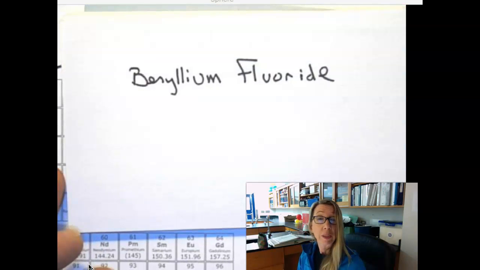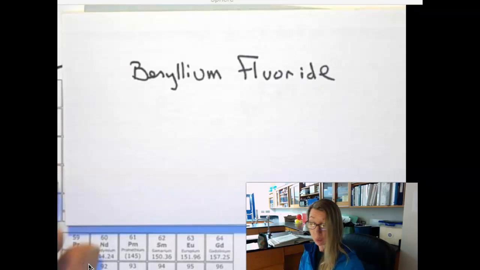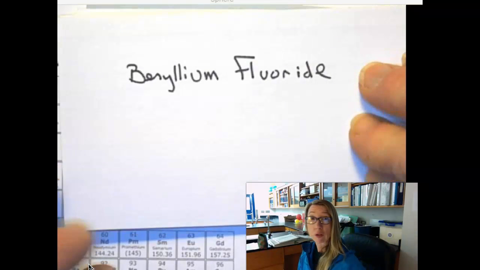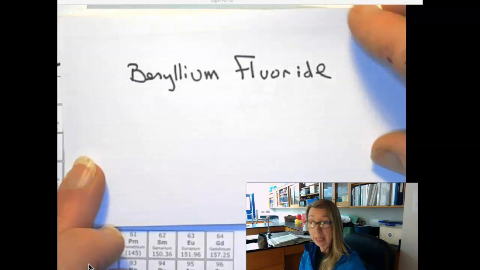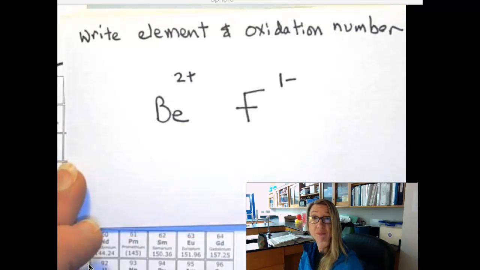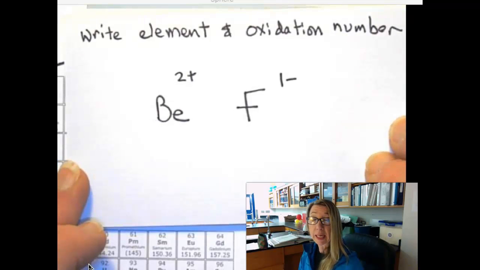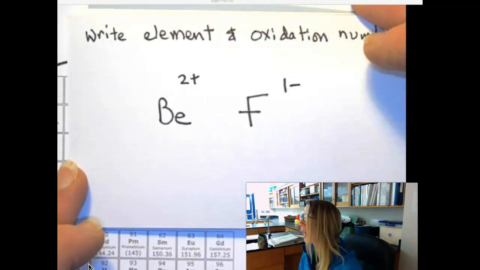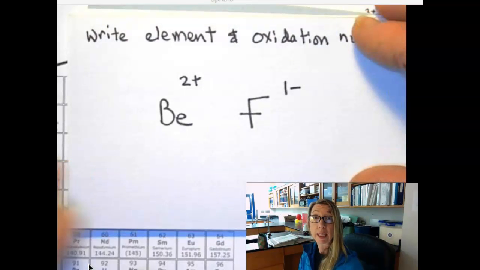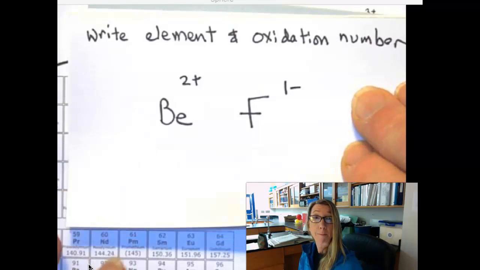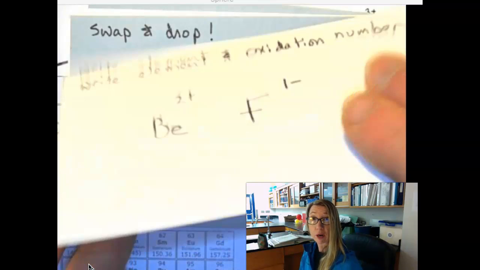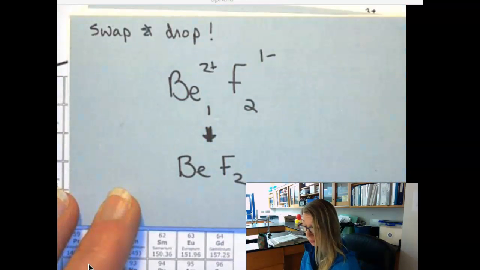So what we're going to do is just an extension of the swap and drop. If we're given the name beryllium fluoride, the first thing you need to do is write down the symbols for the elements and their oxidation numbers. So beryllium, Be, is an alkaline earth metal, oxidation number +2. Fluorine is a halogen, oxidation number -1. We get that right off the periodic table.